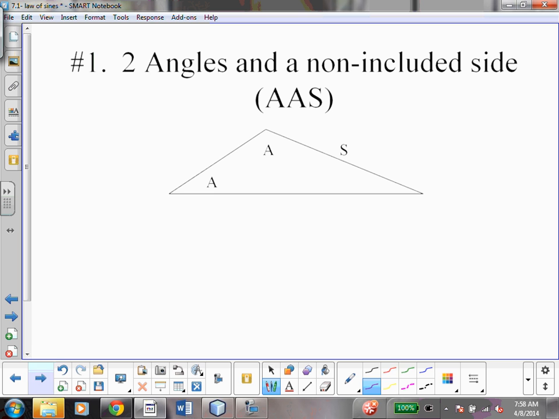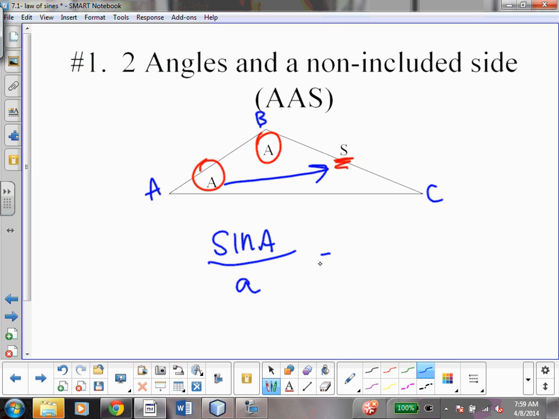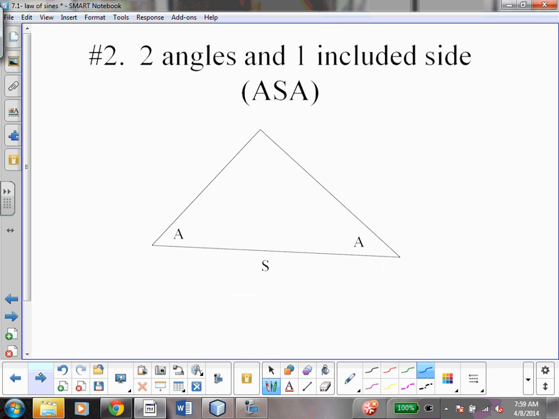The first case is when you have two angles and a non-included side. So if I gave this triangle some measurements or some labels, I would say the sine of A over side a would equal the sine of B over side b. I wouldn't be using anything with angle C because I don't have any measurements of sides or angles that deal with angle C.